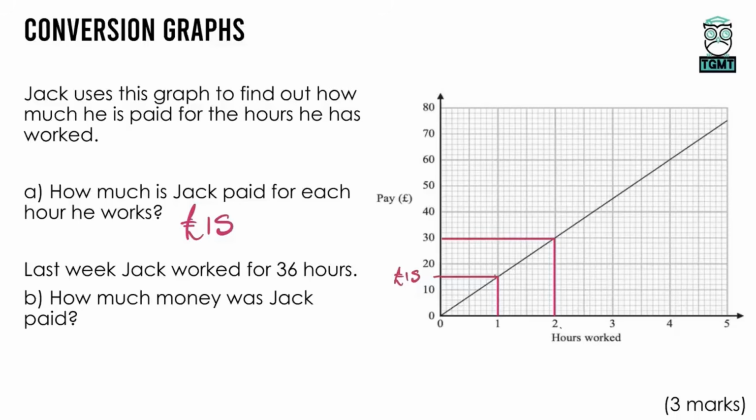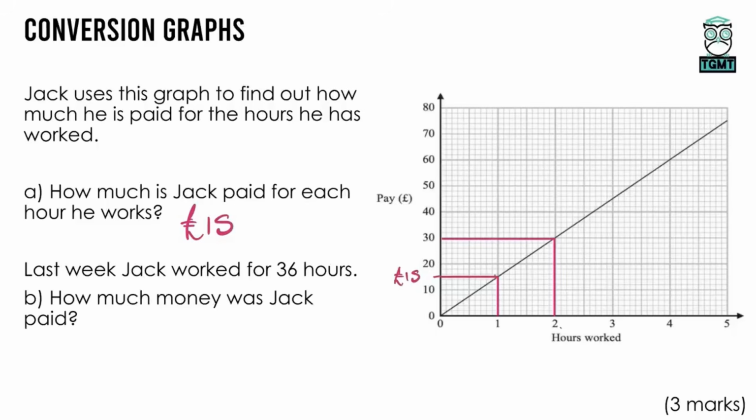Now, unfortunately, we don't have a number on the graph here, which is 36, so we can't read it straight off the graph. However, we can use any of the numbers to actually get to 36. Now, as we know he was paid £15 for 1 hour, we could actually just multiply that by 36. But we could take any approach. We could go across from the 2, which was £30, and times that by 18. 2 times 18 being 36.